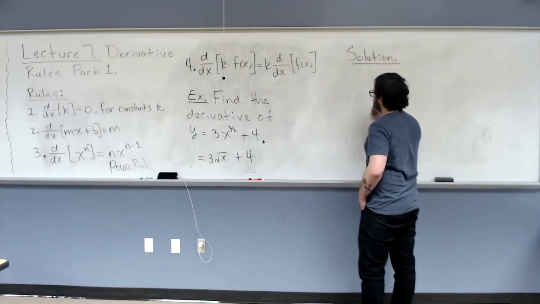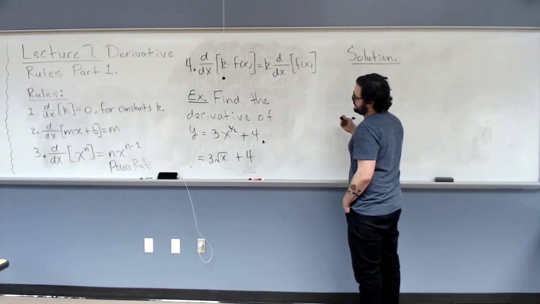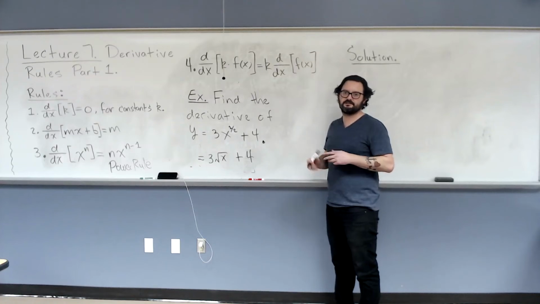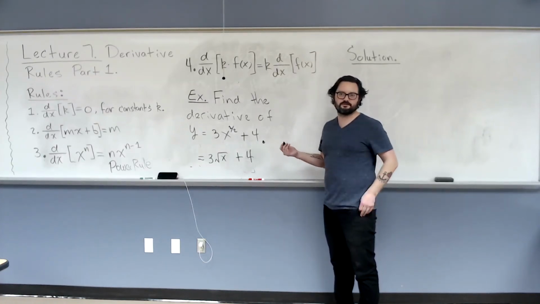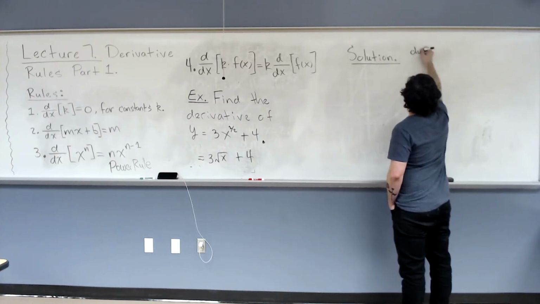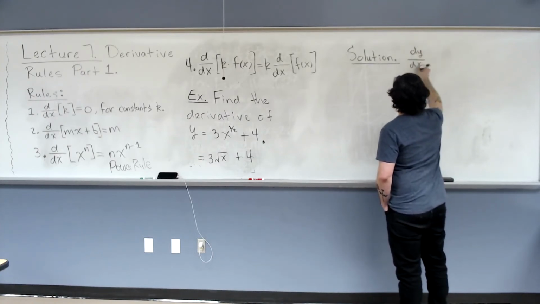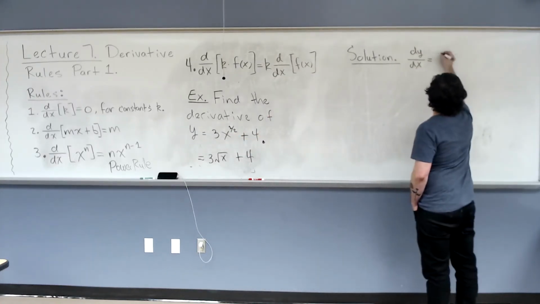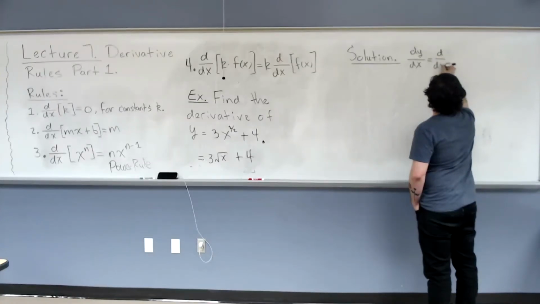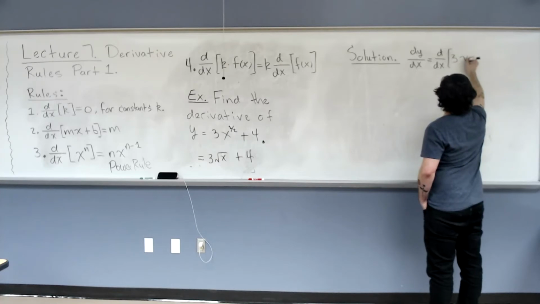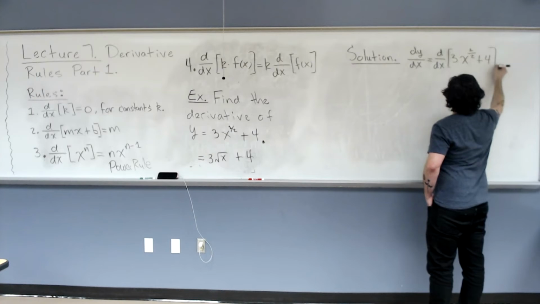So I'm going to write it the way that it will appear as a solution in your textbook first, and then I'll describe how I would think about it a little bit differently. So the solution in the textbook might look like this. So dy/dx. This is the derivative of y with respect to x. So that means we're going to apply the derivative operator on both sides of that equation. Like that.